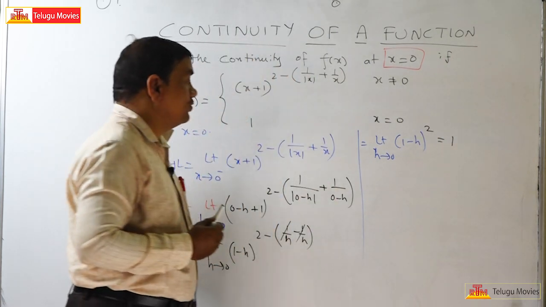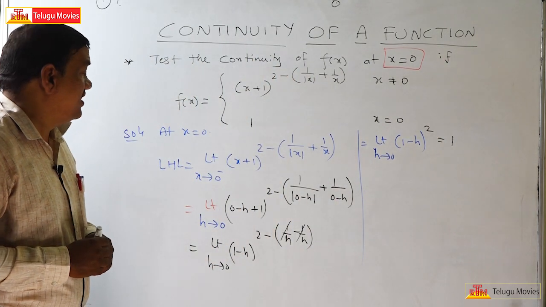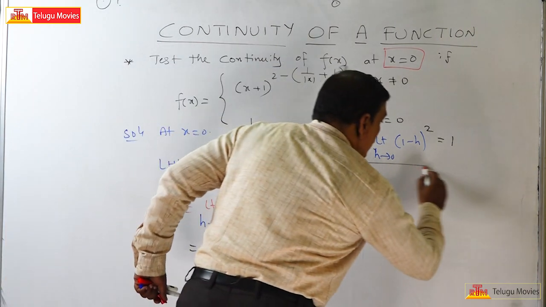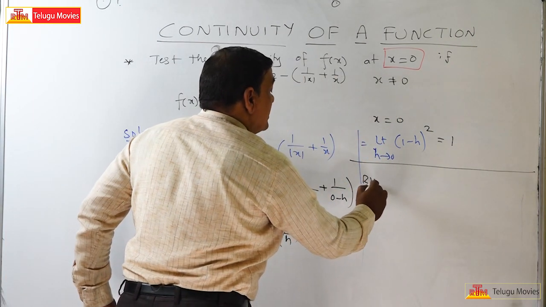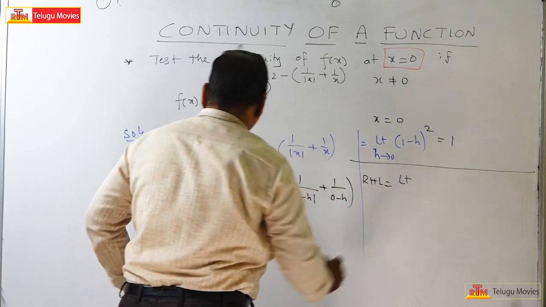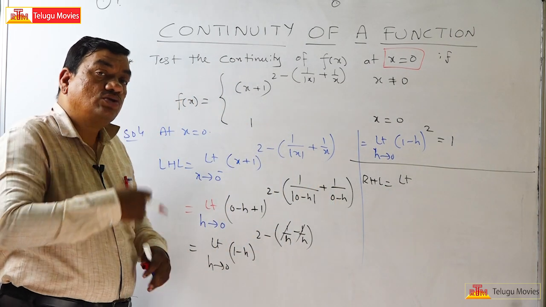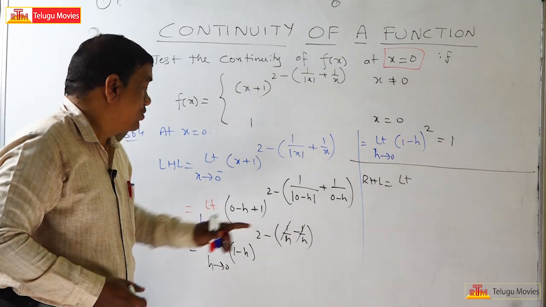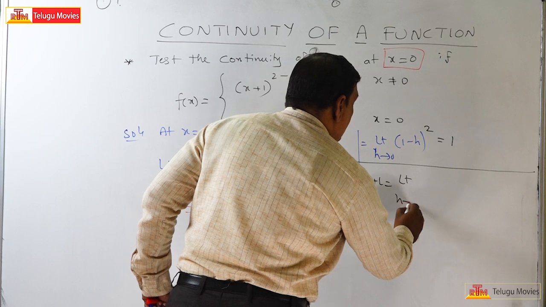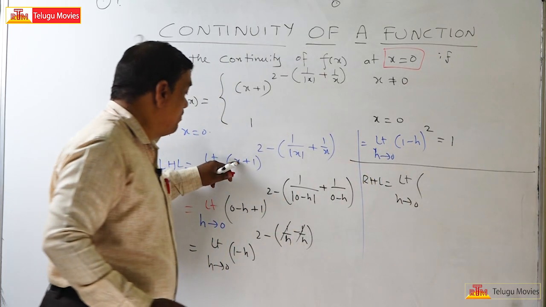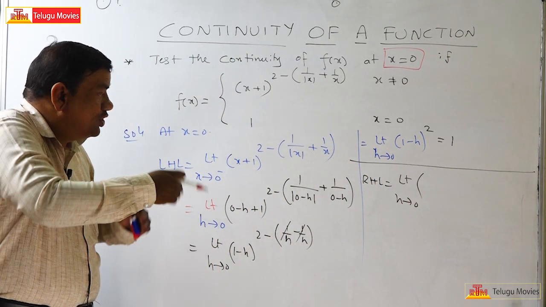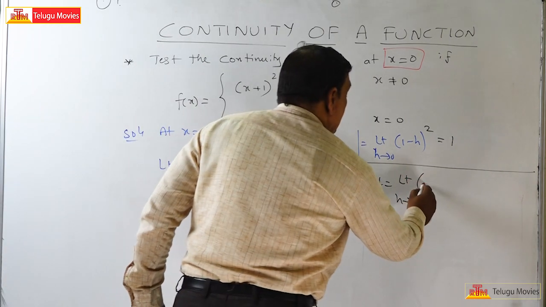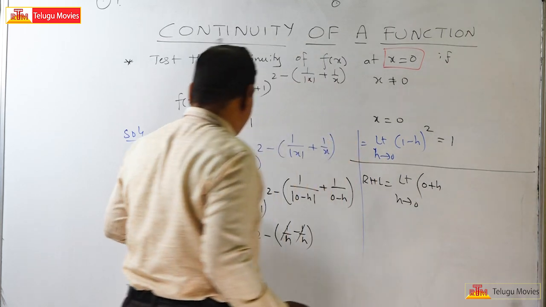So this is the left hand side limit. The left hand side limit value is 1. Now let us find the right hand side limit. Can I convert into h directly? So the limit h tends to 0. Here in place of x, what do you have to write? 0 plus h, you have to write 0 plus h.